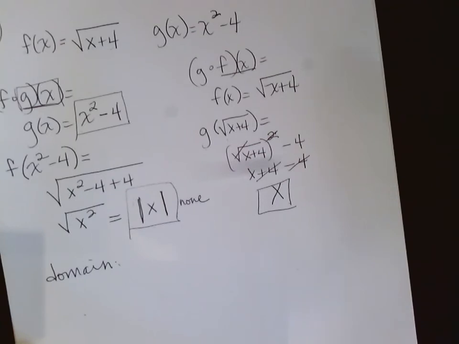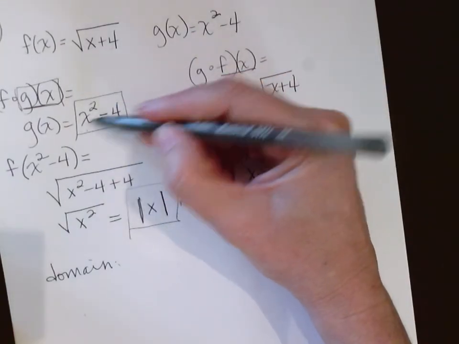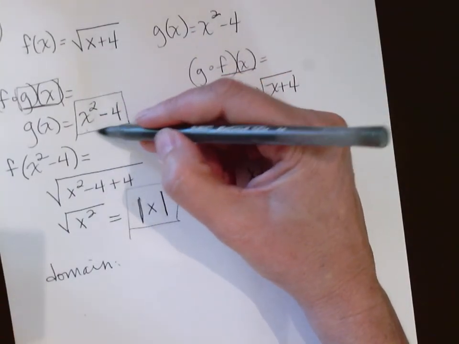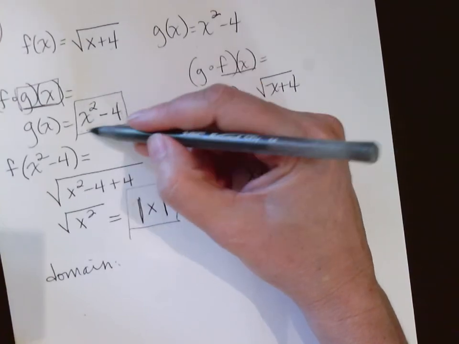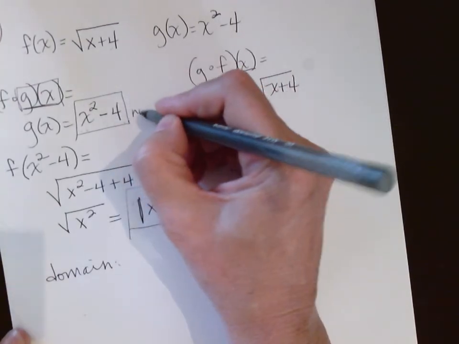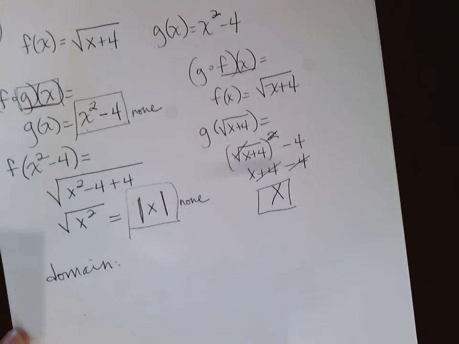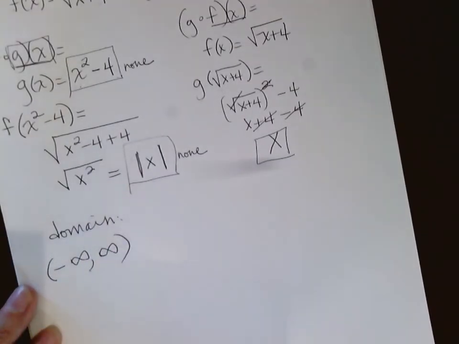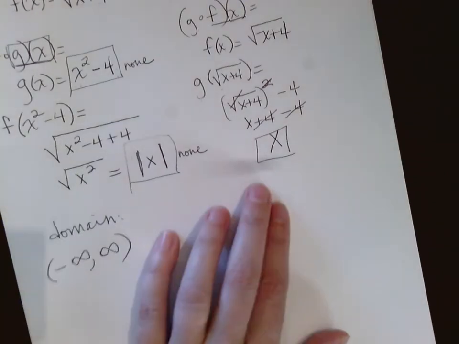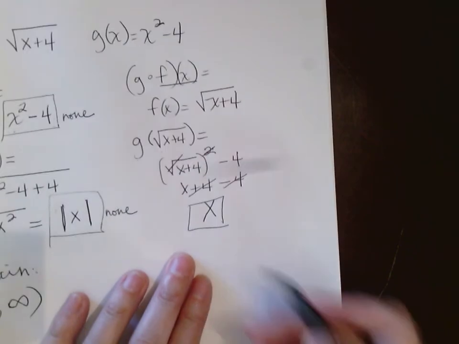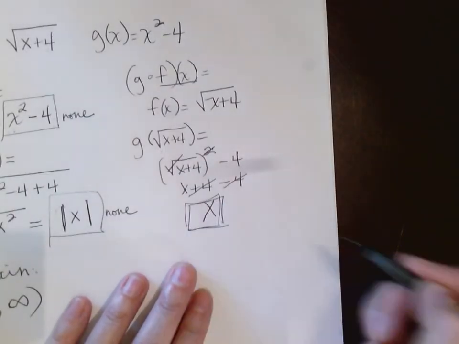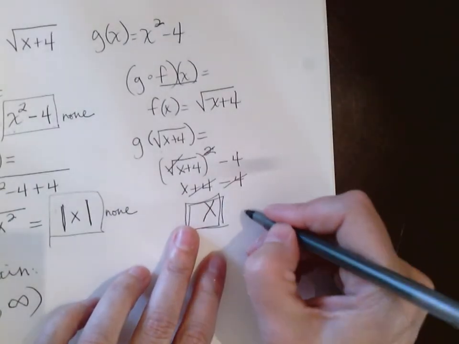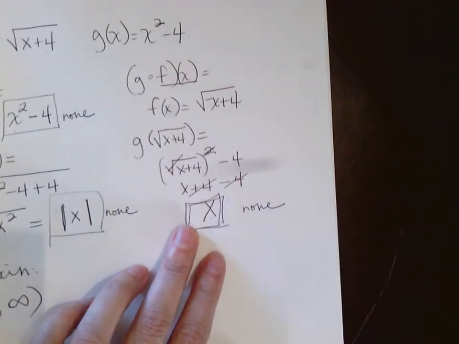Are there any restrictions here? Well, there is no restrictions because there is no square root and there is no denominator with an x. So there's also no restrictions here. So there is no restrictions on this domain. So negative infinity to infinity. Now, on the other one, let's look at this. I look for restrictions here. Well, the answer was just an x, so there's no restrictions here.